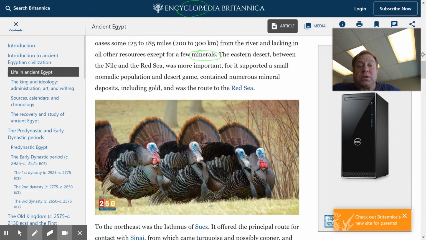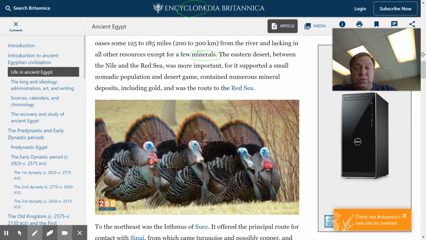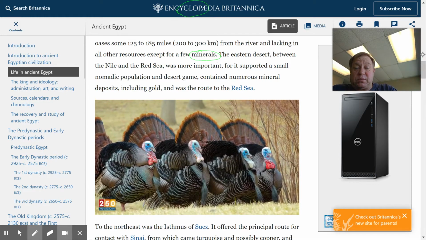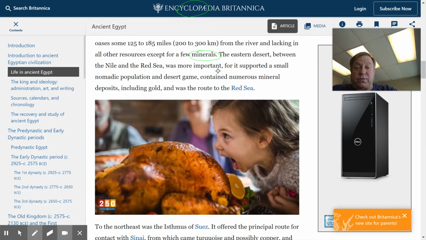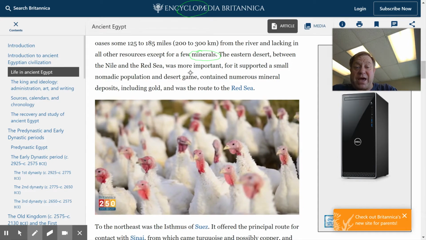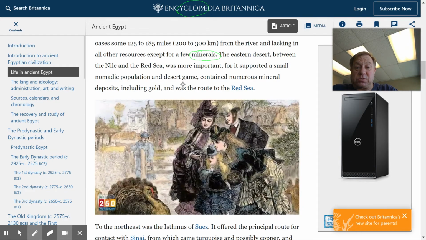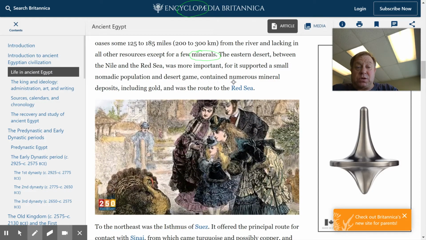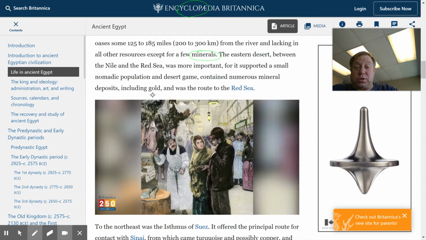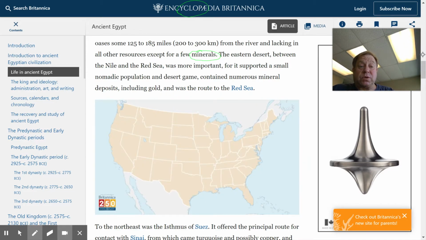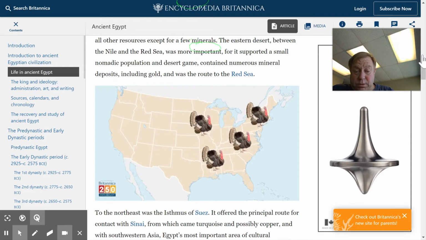Okay, continuing. The eastern desert between the Nile and the Red Sea was more important for it supported a small nomadic population and desert game, contained numerous mineral deposits, including gold, and was the route to the Red Sea. So this means it's going to be a route to an ocean. It's going to be important for trade. Okay.